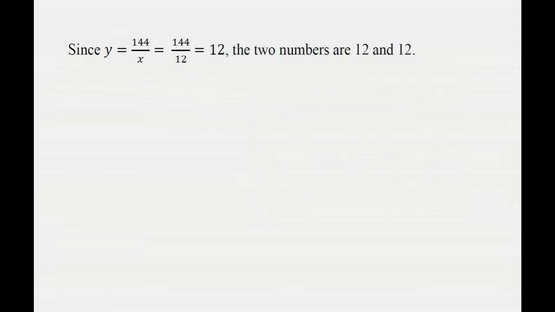Finally, we need to find the value of y, and since y is equal to 144 over x, we replace x with 12 and we get 12 for the value of y. So the two numbers are 12 and 12. When you multiply 12 by 12, the product is 144, and by looking at the graph and with the help of calculus, we can also decide that when the integers are 12 and 12, the sum is minimum.